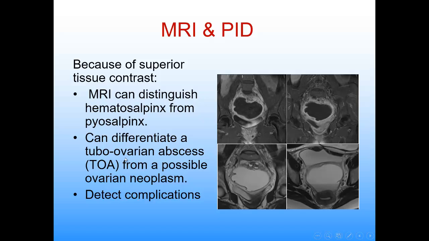MRI can differentiate a tubo-ovarian abscess from a possible ovarian neoplasm. And this is a very important entity, because sometimes when the tubo-ovarian abscess is chronic, we cannot differentiate it from a borderline ovarian tumor with multilocular septi and thick septations. The patient usually takes antibiotics, so the fat stranding is not so obvious. So there can be a differential diagnosis between tubo-ovarian abscess and ovarian neoplastic lesions. And MRI can detect complications, including urinary complications and other complications that we can see with PID.